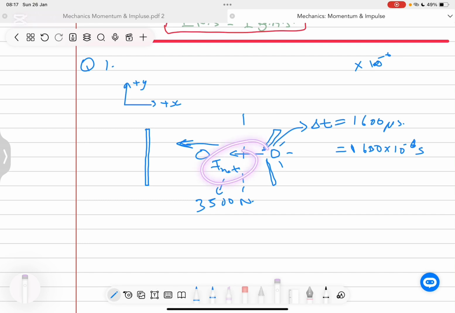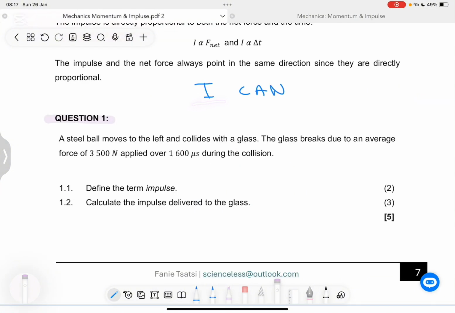You have to note that my force is going in the negative direction. So it's a negative force here because I chose the right as positive, and this force is going in that opposite direction. Now I'm done with the problem interpretation.